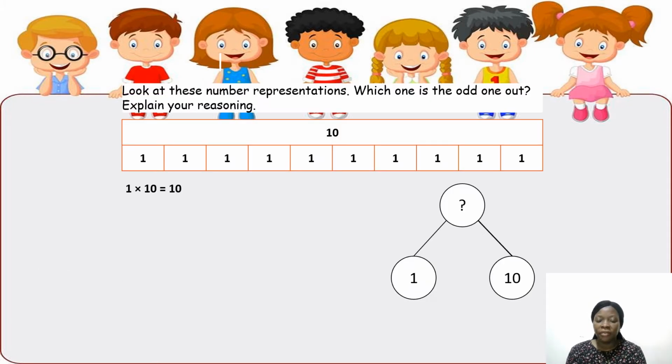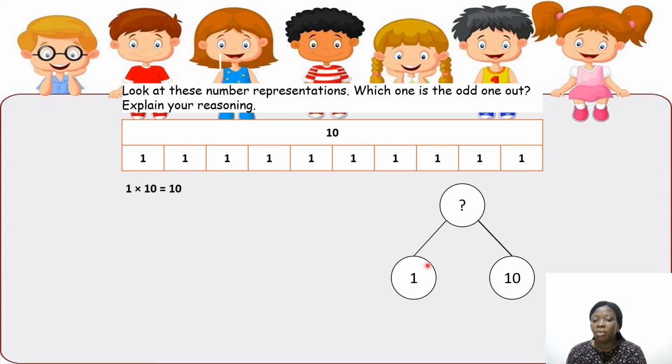Okay, let's move. Now over here we have three different representations. The first one is the bar model, the second one is the part-whole model, and the last one is the multiplication sentence representing one group of 10 and 10 groups of 1. Now in the bar model, we have 10 groups of 1, making 1 times 10 or 10 times 1. Over here we have 1 times 10 in our representation.